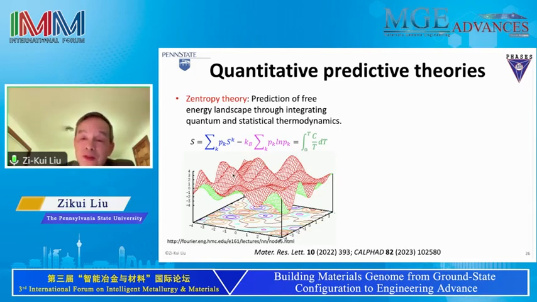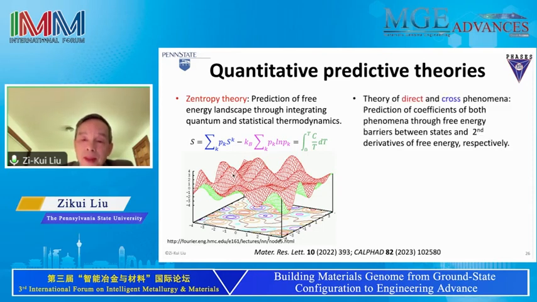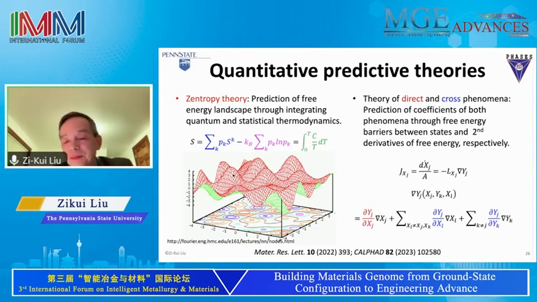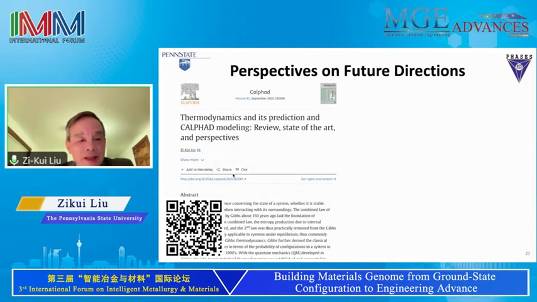Because we get the free energy accurately, we can predict the cross-phenomena coefficients, including the flux and all the cross phenomena. All right, I believe this is my last slide.